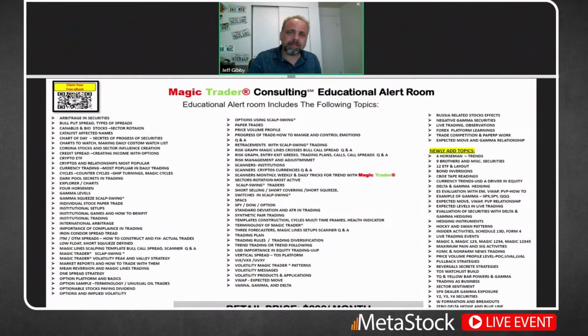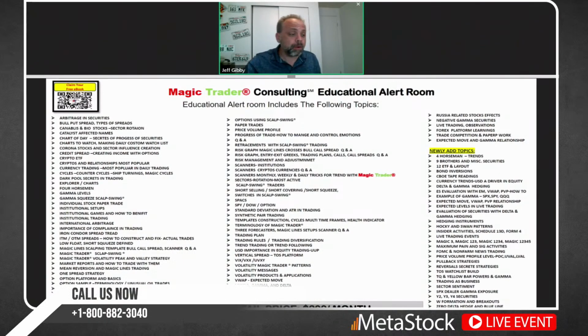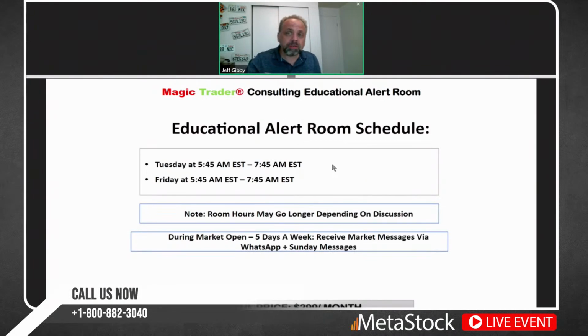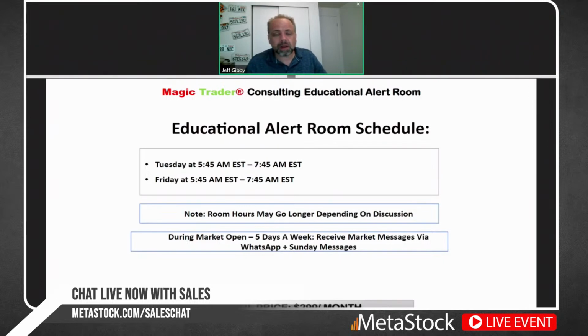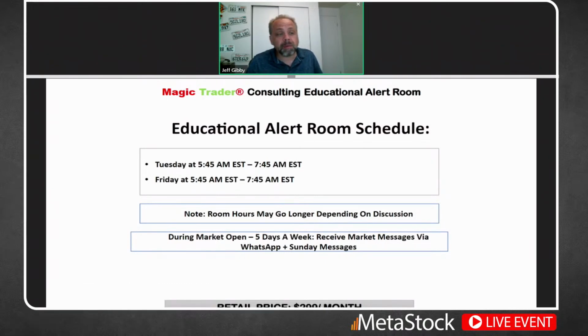One of the things that's surprising to me is the feedback and the retention that we get on this room. I was talking to Peter about the room, just to give you an idea. They meet 2 times a week, 5:40 a.m. to 7:45 a.m., on Tuesday and Friday. They may go longer; I have a feeling they usually go longer depending on what they're talking about. As part of that room membership, during market open 5 days a week you'll receive market messages via WhatsApp, and you get some on Sunday as well. So normally that's about $300 a month.